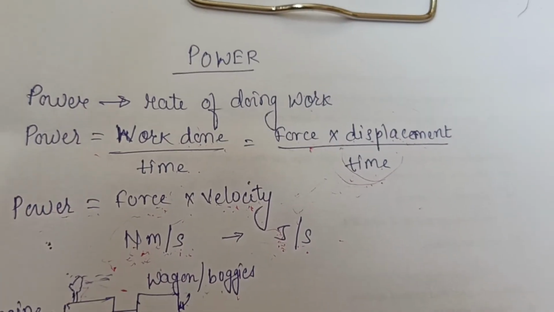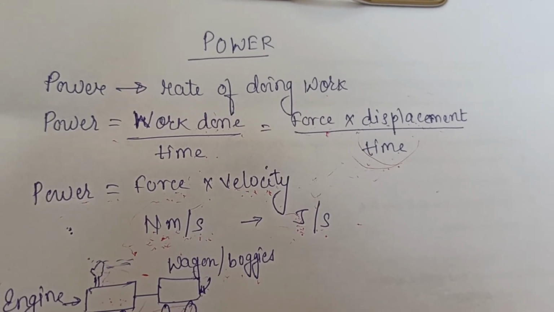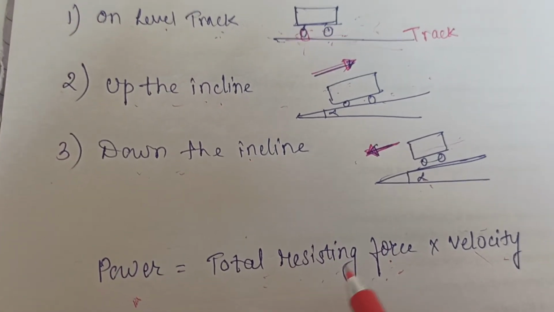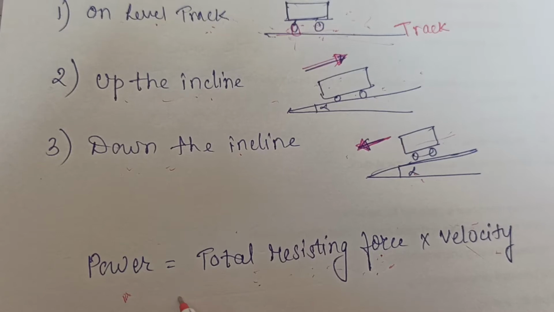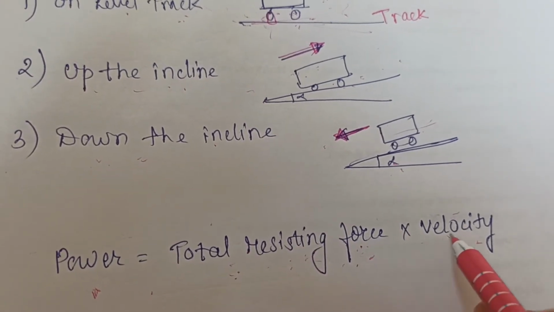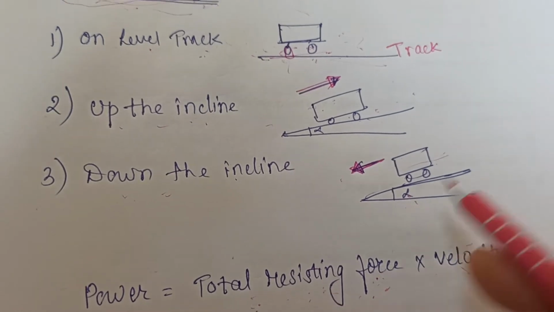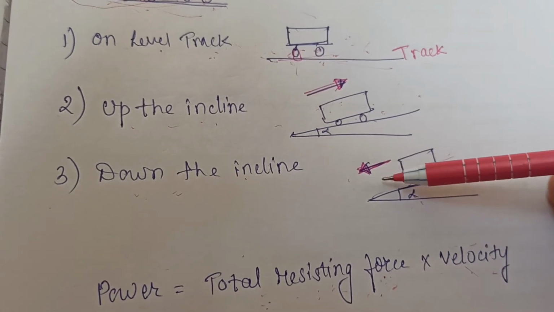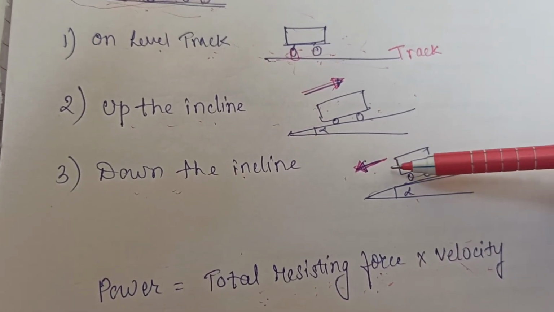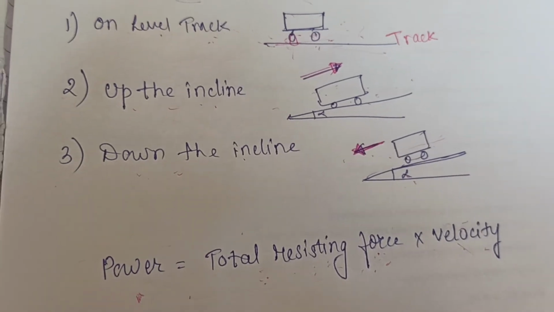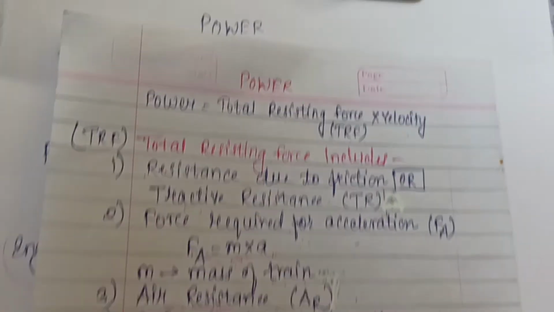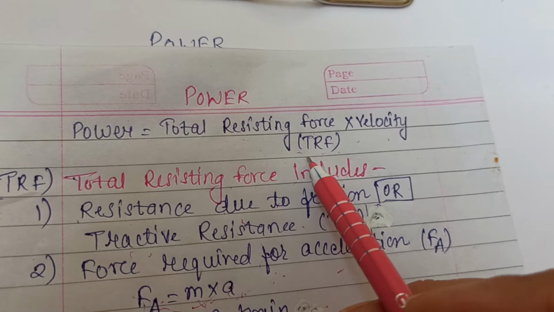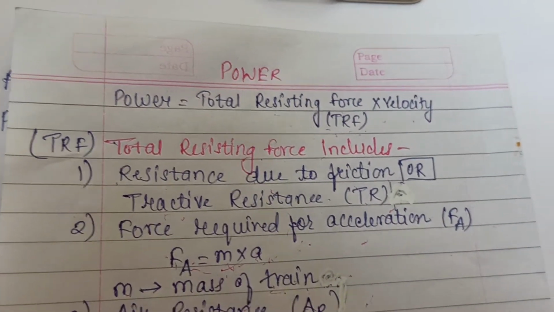Now we have seen power is equal to rate of doing work, or power is equal to force multiplied by velocity. Now here, while calculating the term power, we are going to replace this term force by total resisting force. So the power will be equal to total resisting force multiplied by velocity. This total resisting force will be different for a level track, different when the train is moving up the incline, and different when the train is moving down the incline. We write it as TRF in short form. This is not a standard notation, but we can write it as TRF.